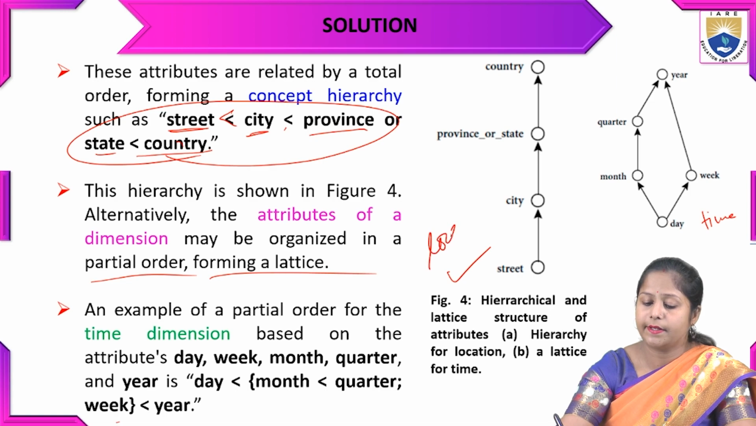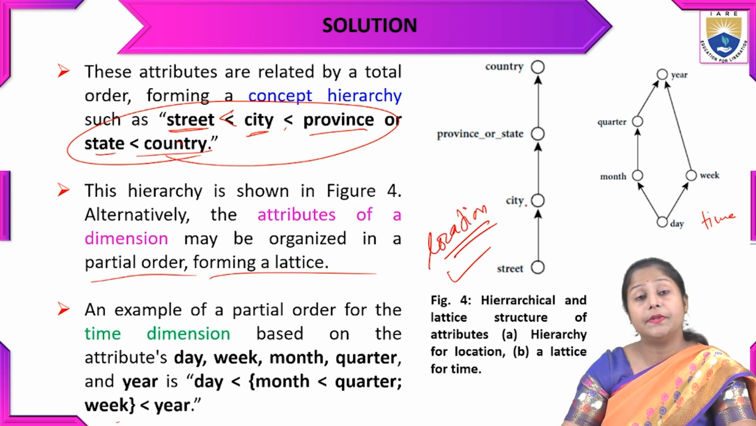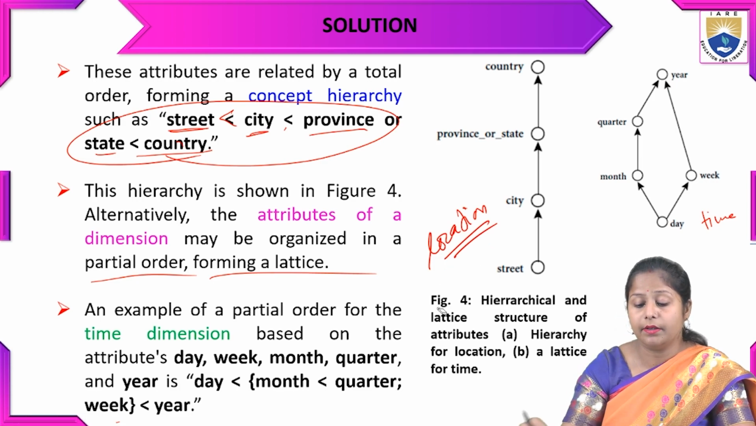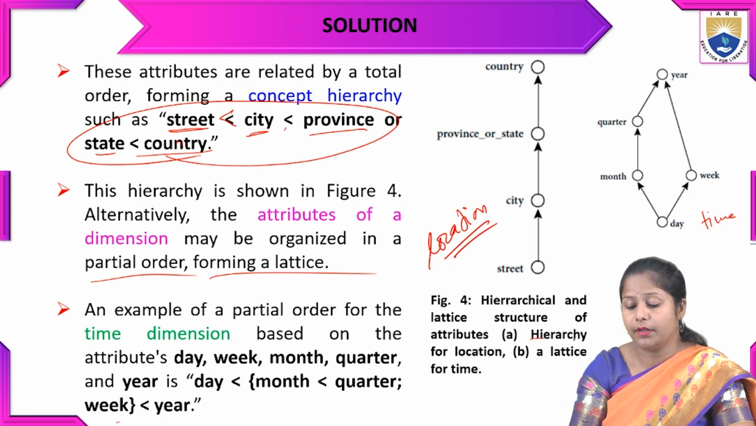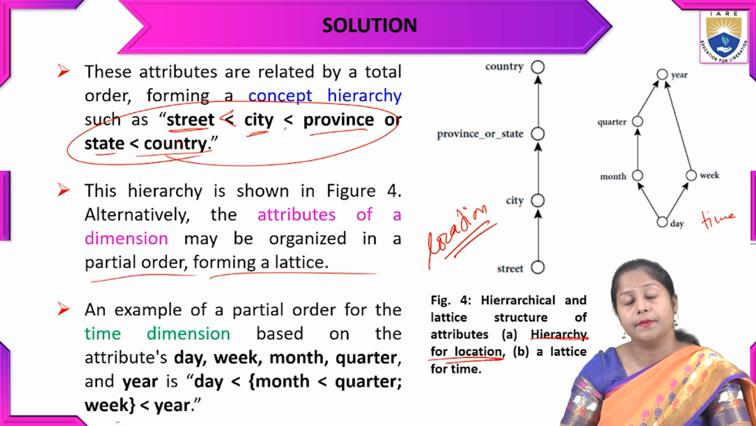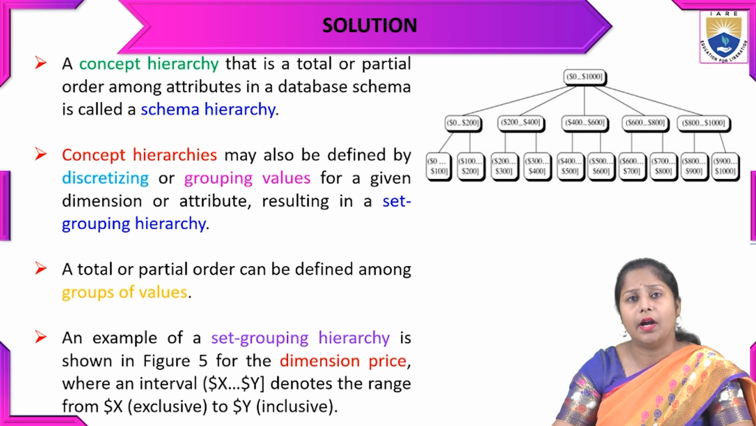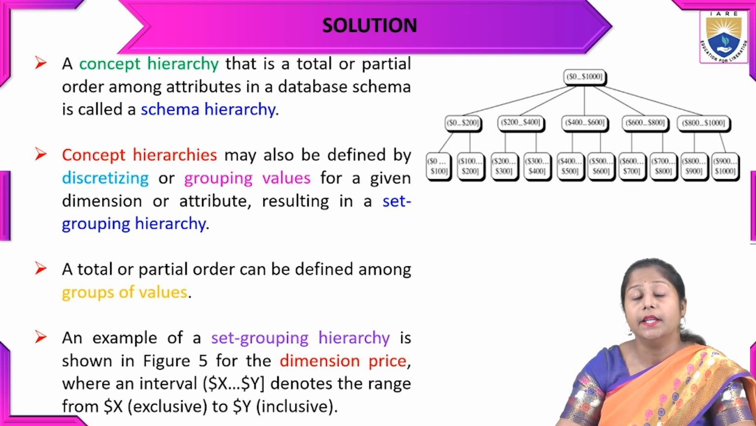That is for the location dimension. So like this we have to draw the lattice and hierarchy for the other dimensions. Now we will show how the total concept hierarchy will look like. That will be a broad view of the hierarchy.